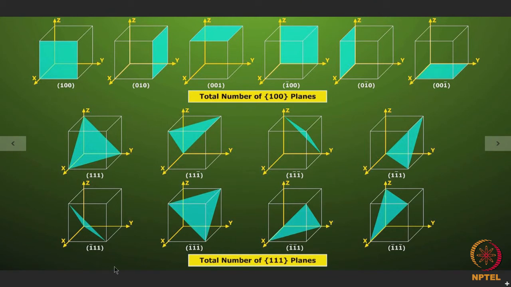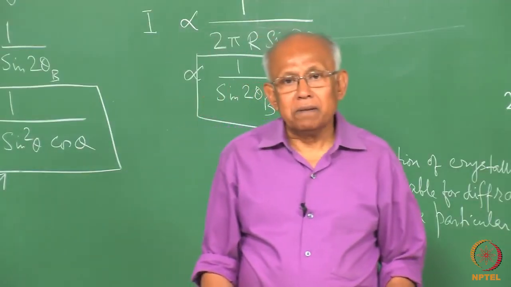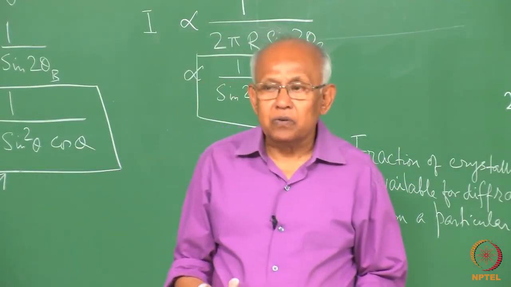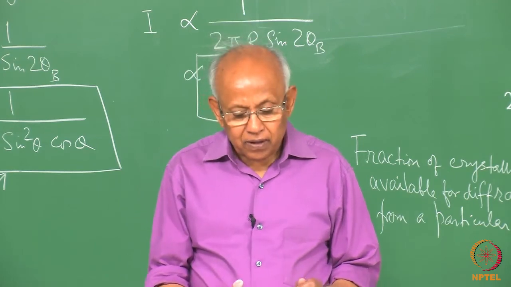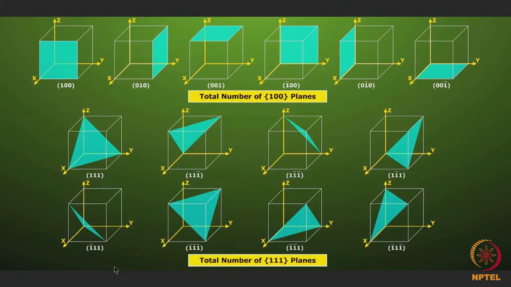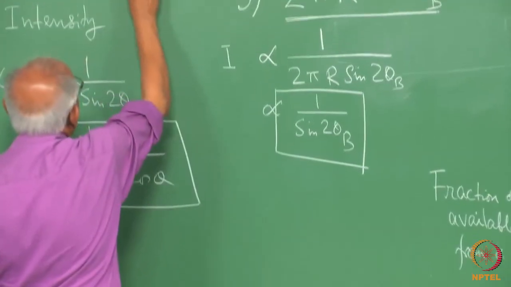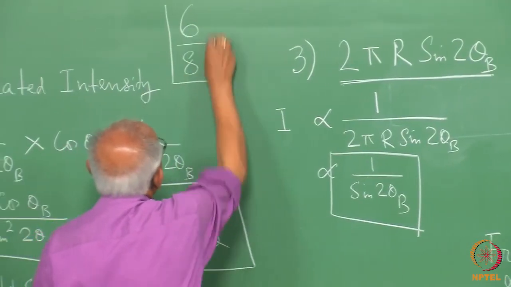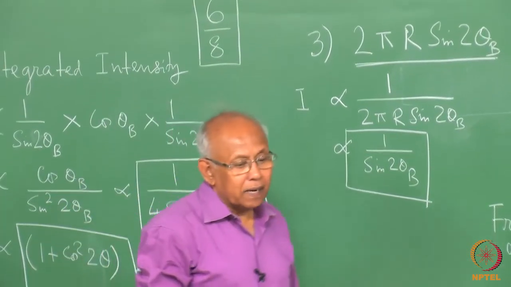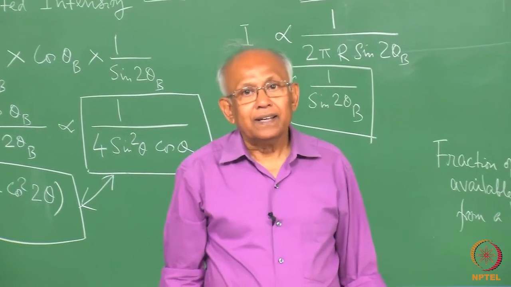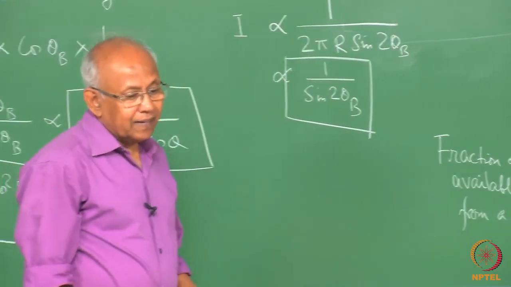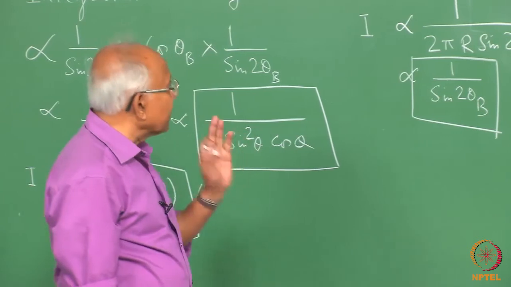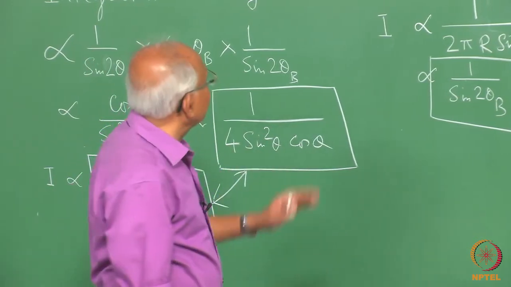So, there are 8 planes there. Every other factor remaining constant, when we find diffraction from the 1 0 0 planes and diffraction from the 1 1 1 planes, we will see that the ratio of the diffracted intensity should be 6 by 8, only because the number of planes in a particular system of planes is not equal. All other factors remaining constant, for the 1 0 0 type planes there are 6 of them, and for 1 1 1 planes there are 8 of them.